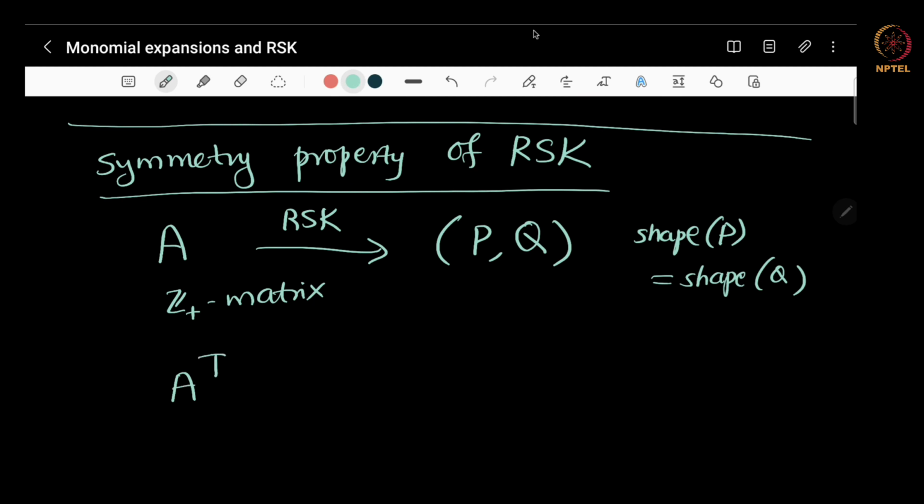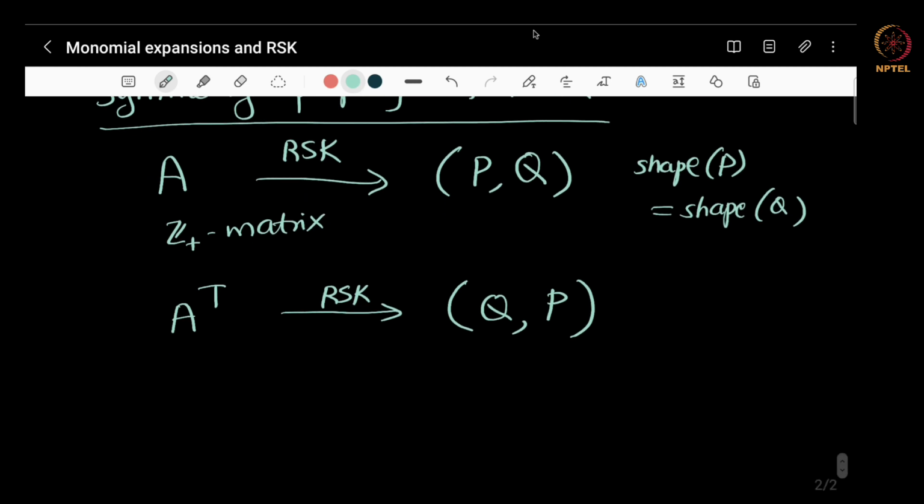So if instead of the matrix A, I look at the transpose of A, and ask what is the image of A transpose under the RSK map? It turns out, beautifully, to be just the pair Q comma P instead of P comma Q. This is a somewhat unexpected but very beautiful fact. So what does this mean? In particular, as a corollary, if A is symmetric, in other words A is equal to its transpose, then under the RSK map, P equals Q.